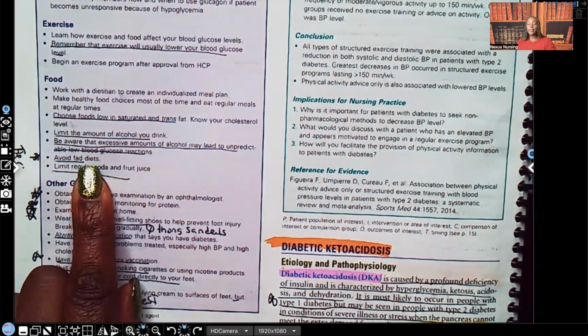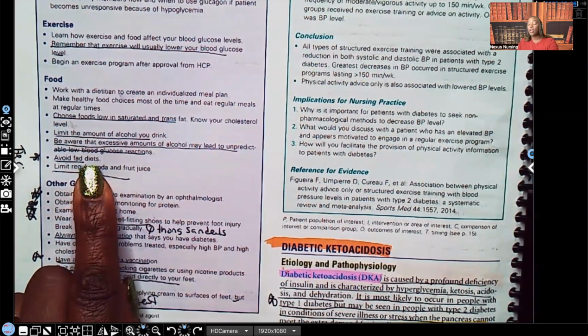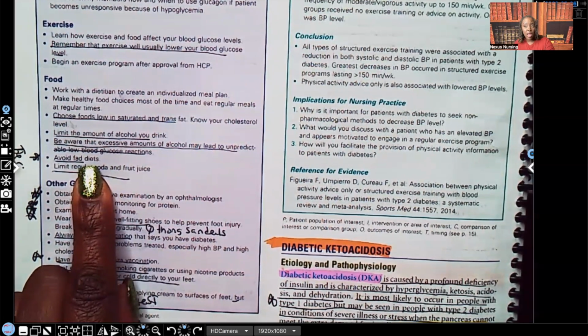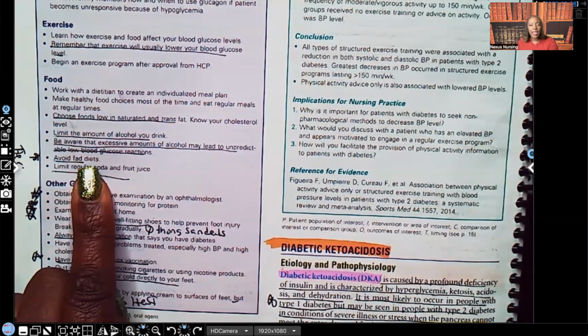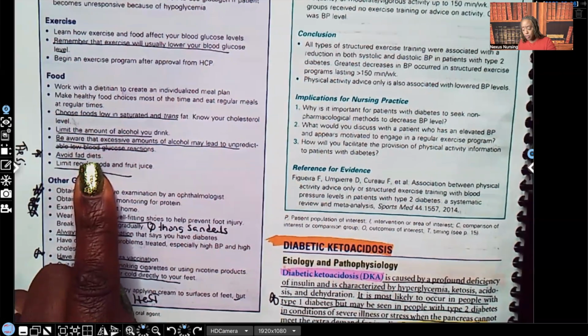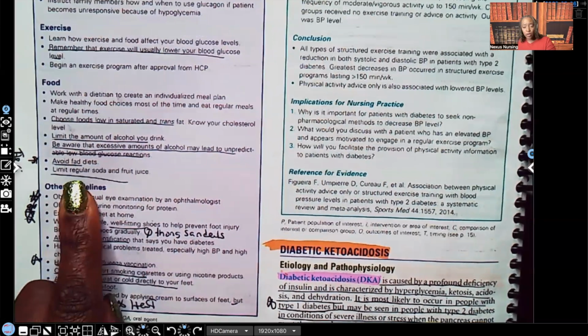Avoid fad diets. That is on HESI, it's on ATI, it's on NCLEX. That is very important. The patient that's diabetic, the patient that's on insulin, they're not the ones who need to be on the South Beach diet or the Atkins diet or whatever fad diet is out there. They need to consistently eat healthy foods. Limit regular soda and fruit juice.